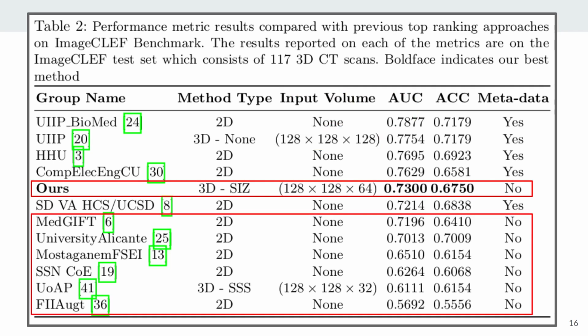Overall, our method performed better than the 3D CNN method by the group UOAP and several of the 2D approaches. Also, among the teams which only used image information, our method achieves the best results. Even though Medgift did not use any metadata, they were the only team that used the lung segmentation masks.